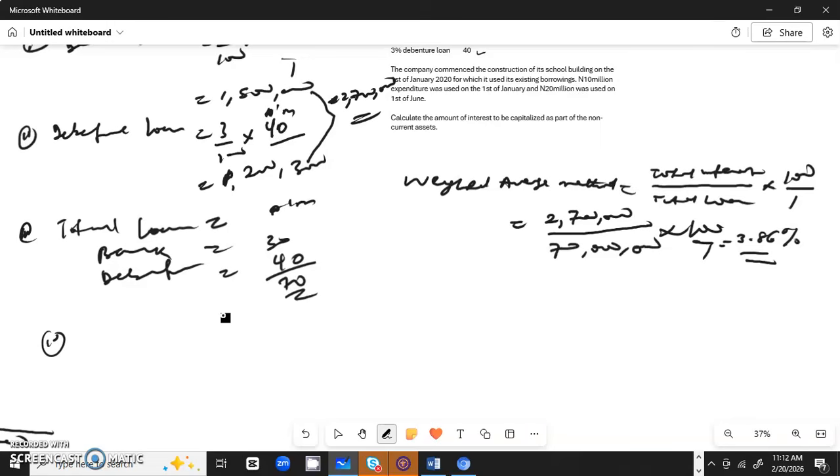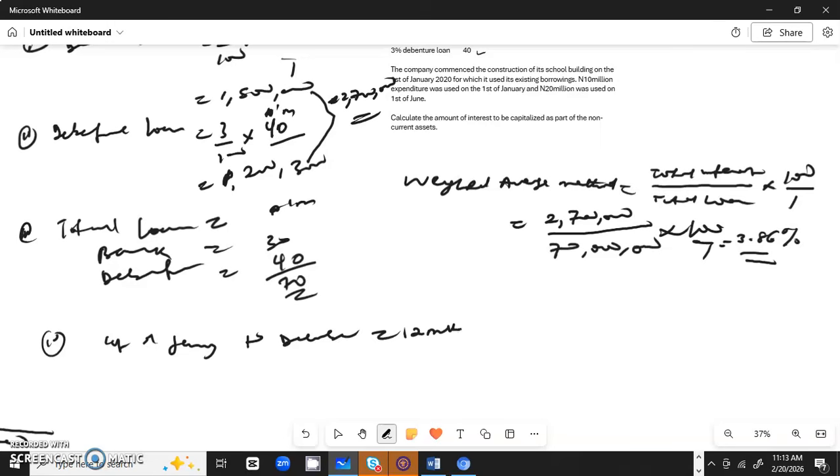Okay. We thought that we use 10 million naira. The expenditure was used from the 1st of January. So let us look at that. That will be for 12 months, from the 1st of January to December. That's for 12 months.